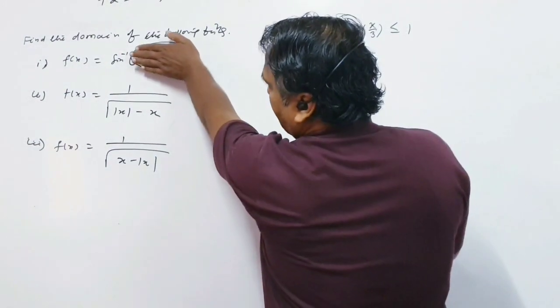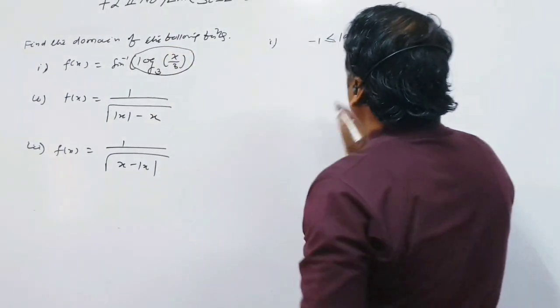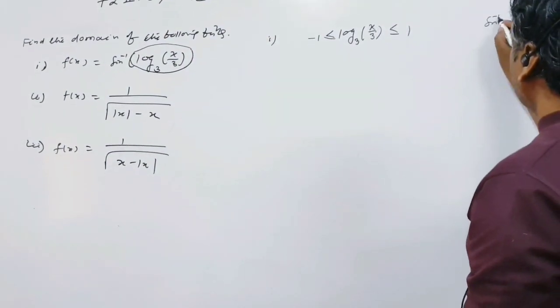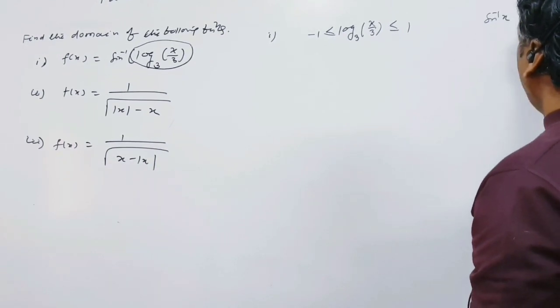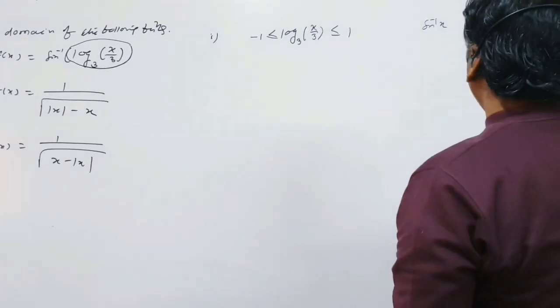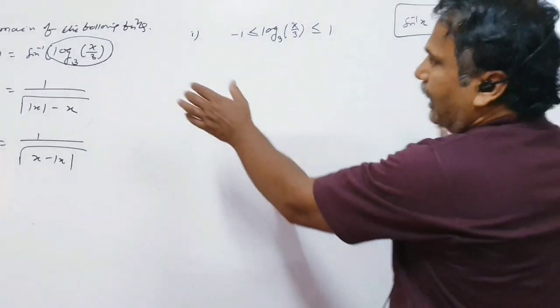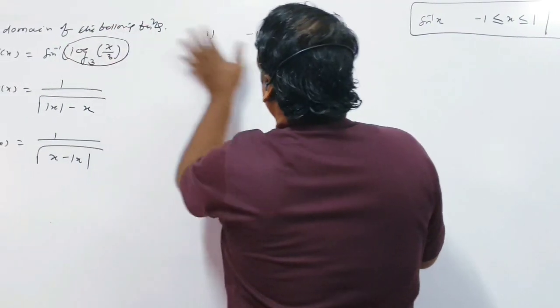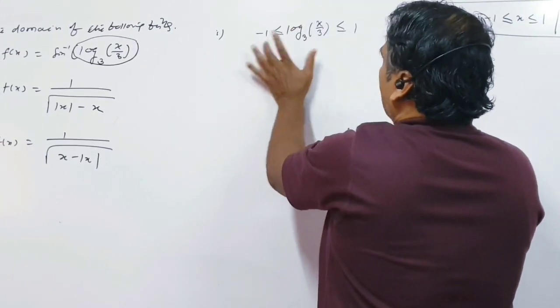This is x. Okay, we know that for sin inverse x, what is the domain of this one? -1 is less than or equal to x is less than or equal to 1. This is our logic. So x lies between -1 and +1.